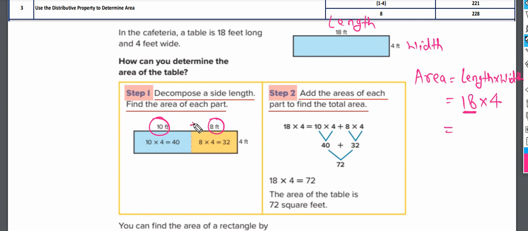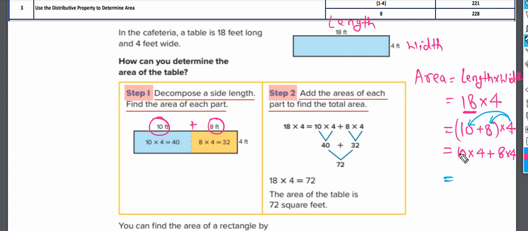10 plus 8 is 18, right? So I will write here 10 plus 8 is 18. Use these brackets times 4. Now what do we do? We multiply 4 times 10, or 10 times 4. Now this plus 8 times 4. So we multiply 4 with 8 and we multiply 4 with 10.